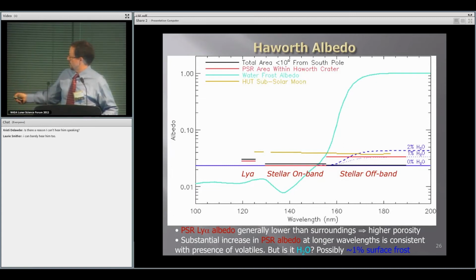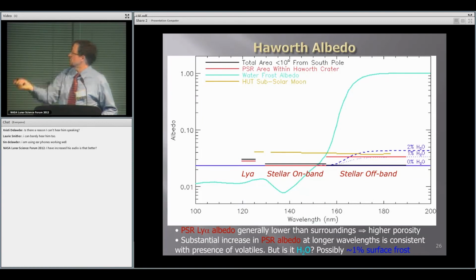Recall when I talk about on-band and off-band, this is with respect to the water-frost albedo edge, where off-band is expected to be brighter for a water ice presence. And so looking at Lyman alpha, the PSR signal, yes, is darker than outside, and likewise at the stellar on-band range. But when we move to longer wavelengths, there's a relative spectral upturn of what we'll call a reddening at these wavelengths. And if we mix in 1% water frost on the surface, that would explain the relative reddening in these types of measurements. So that's interesting.